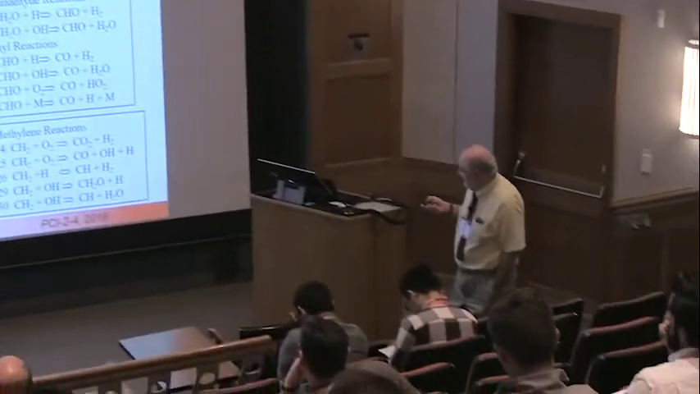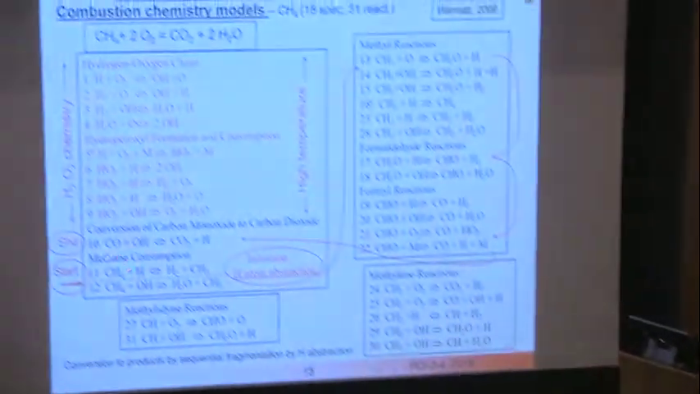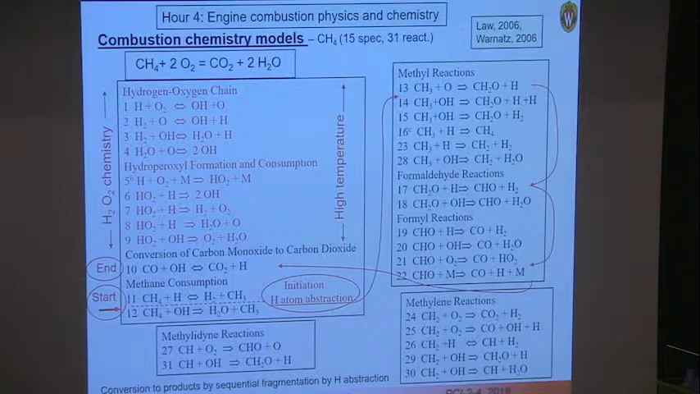So if you write down all the reactions, you can see that it starts over here, where somehow the methane is attacked by a catalyst, which comes from the hydrogen-oxygen chain. In this case, I'm just writing down two of those equations. The hydrogen attacks the methane. It's called the initiation step, with H-atom abstraction to produce the methyl radical.